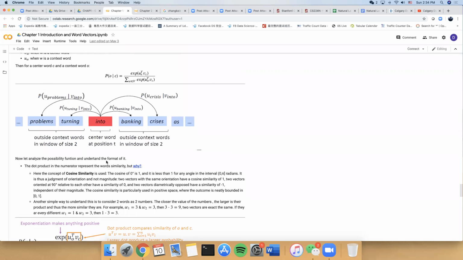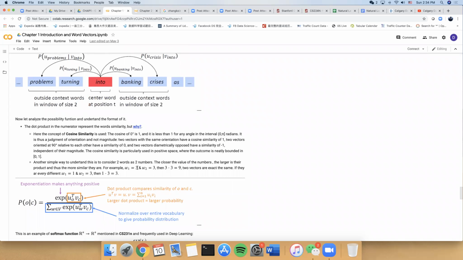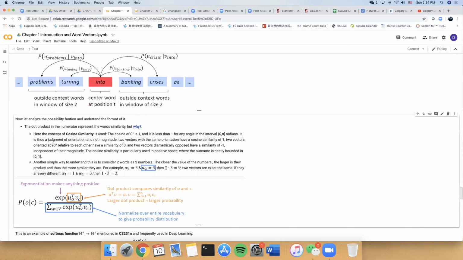So why do we actually use multiplication? Think about two words that are two numbers. If the two words are the same, they have the same number value. Word 1 is 3, word 2 is 3. Their multiplication would be 3 times 3, which is 9. What if they are not the same? One is 1 and one is 3. Then their multiplication is much smaller, right? So why do we use multiplication? That's because we try to measure the similarity. The multiplication tells us how big the difference is going to be for the angle between these two vectors.